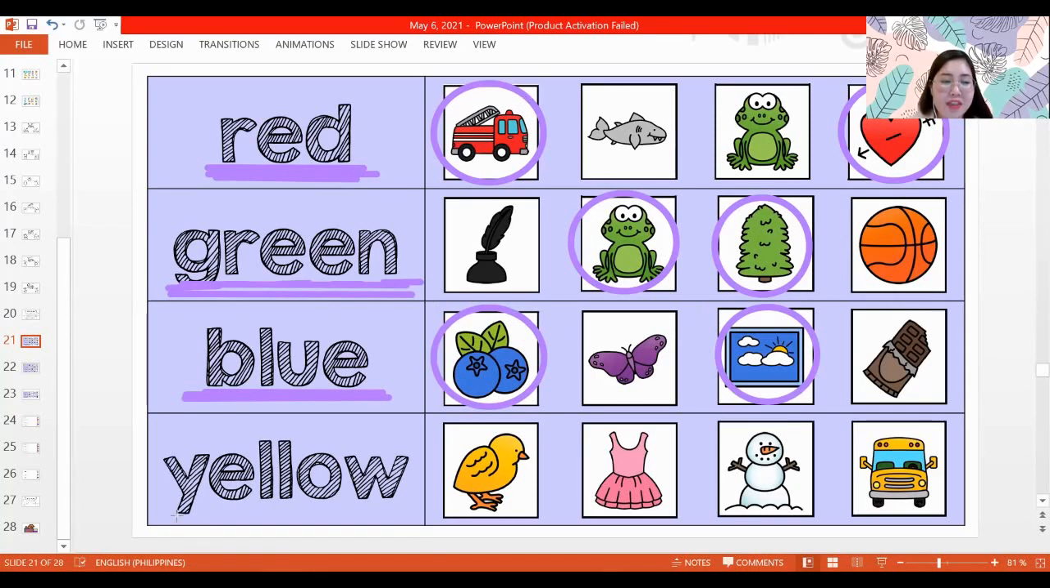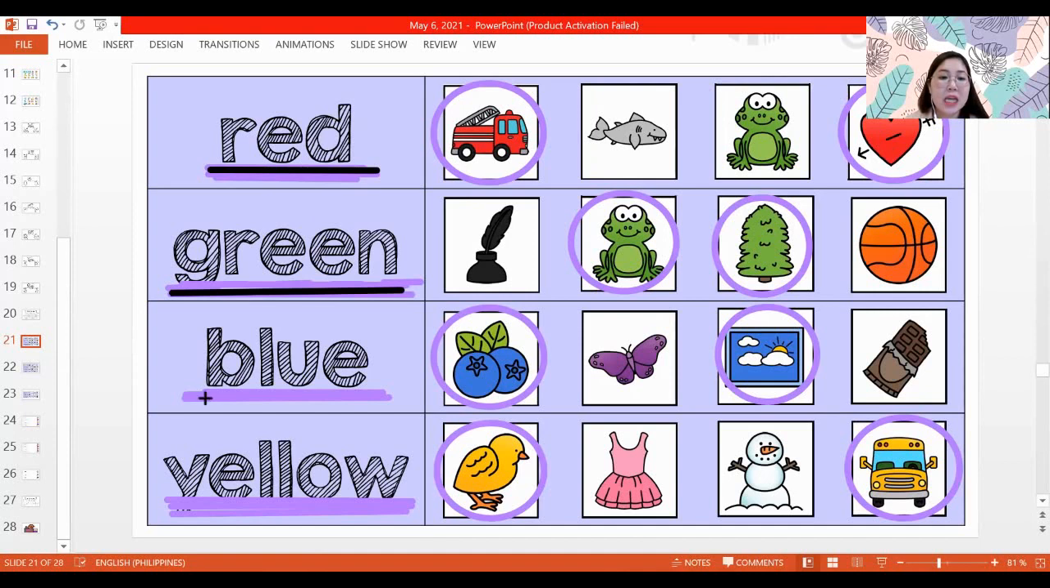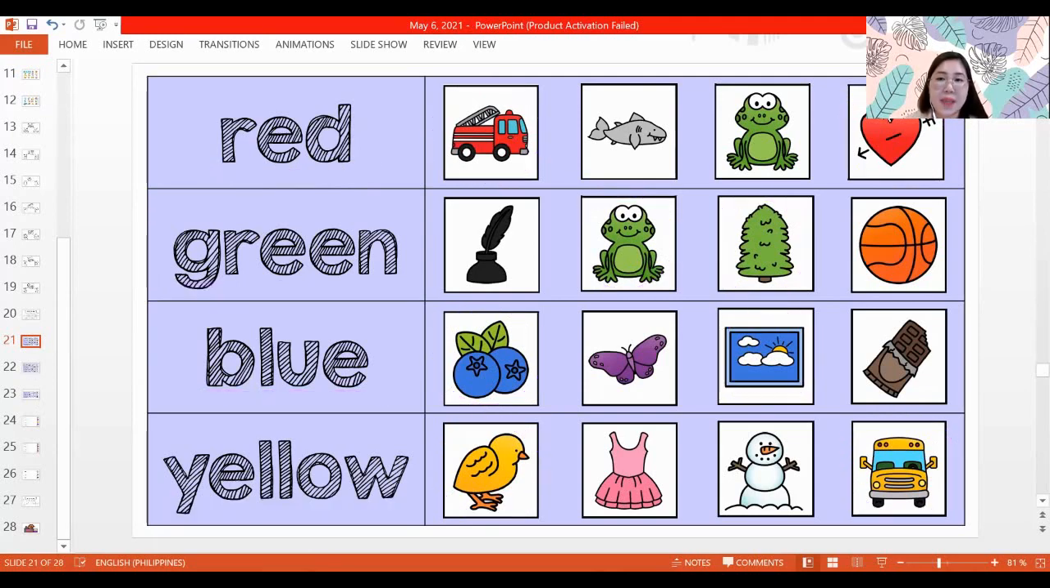Now what do we have here? Y-E-L-L-O-W, yellow. Is that yellow? Yellow. Yes, it is. It's the word yellow. Color word yellow, just like our chick and our bus, it's color yellow. Let's read our words again. We have red, green, blue, and yellow. Now let's proceed to the other color words that we have.